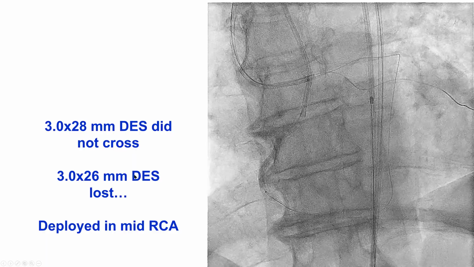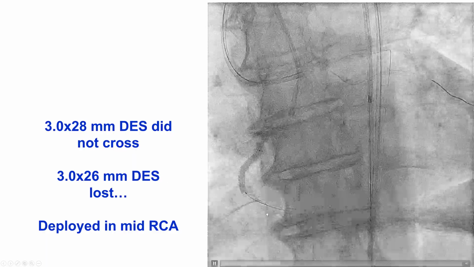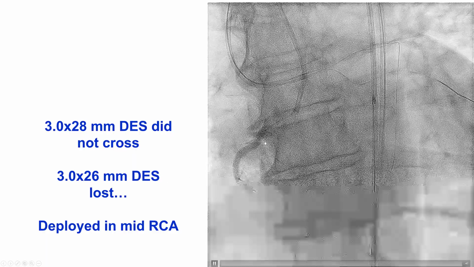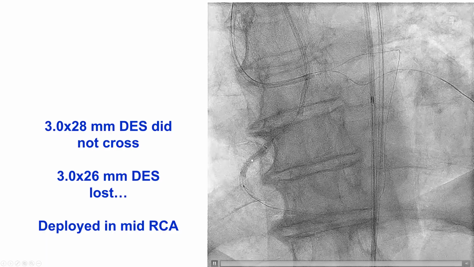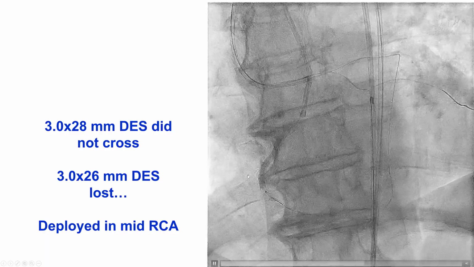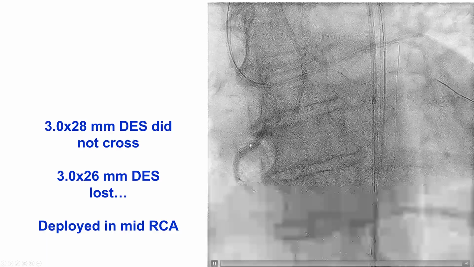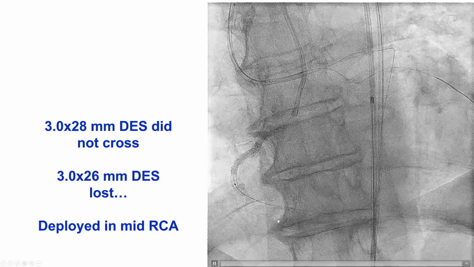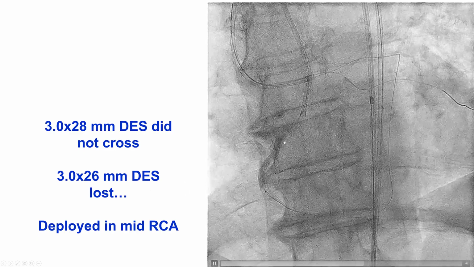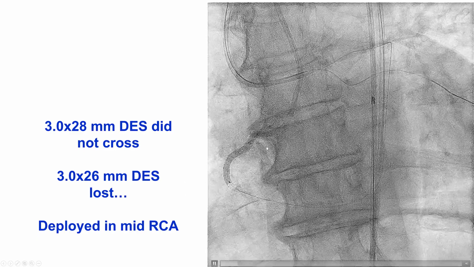And then a 3 by 26 that also did not go, but then when we were trying to remove it, it was stripped off the balloon and embolized in the right coronary artery. So now we have the situation with a lost stent. The patient is having ST elevation, poor flow. We decided that retrieving the stent would be very unlikely, so we deployed it.